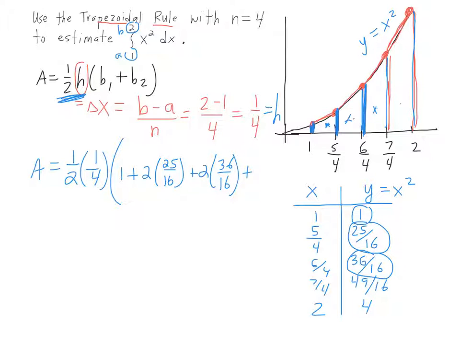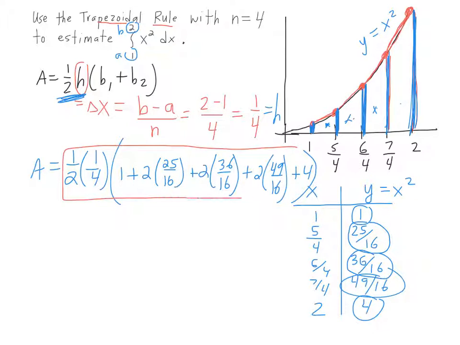Okay, we can keep going. This next height is used 2 times. And then finally, our last base here, which is 4, that's only going to be used 1 time. Okay, so this is my expression here for my area of all 4 of these trapezoids.